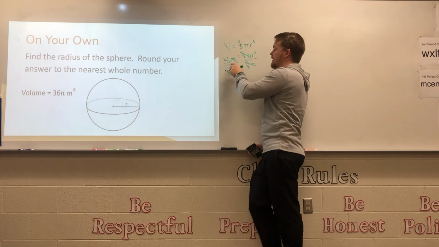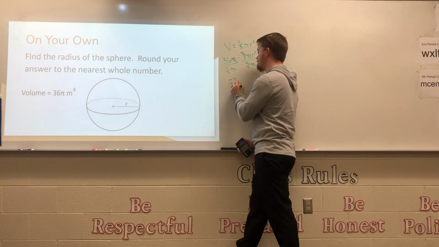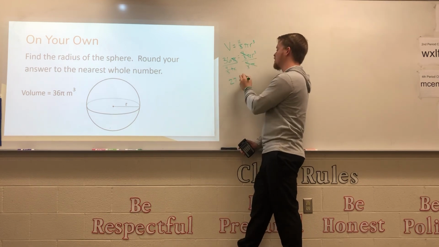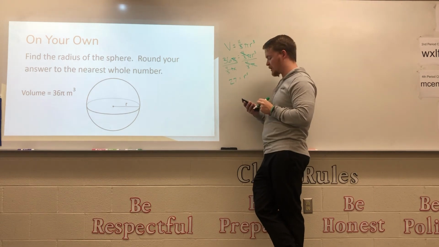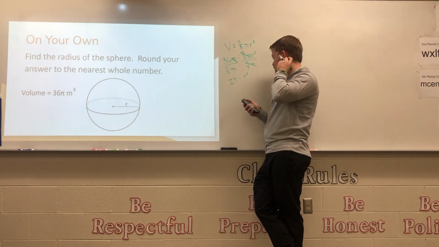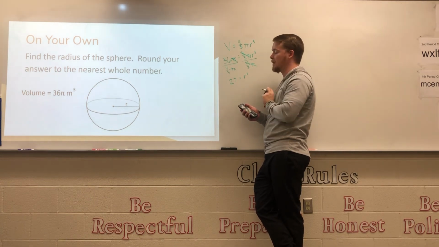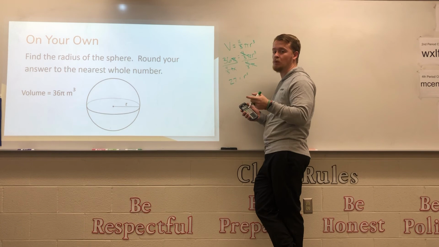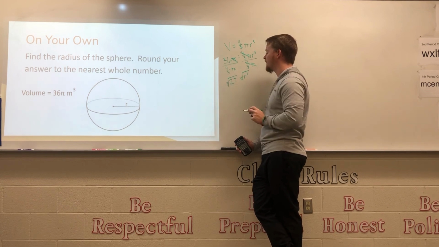Then we're left with 36 divided by 4/3. So we type that in, 36 divided by 4/3, and we'll get 27 equals r cubed. So we have 27 equals r cubed. Okay, so now, like we talked about, to get rid of a power of 3, we have to take the opposite, which is take the cube root. So I'm going to take the cube root of the right side and the cube root of the left side.